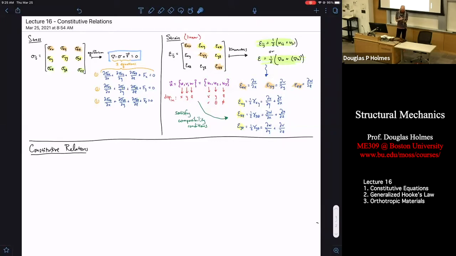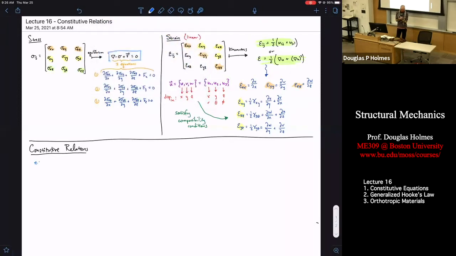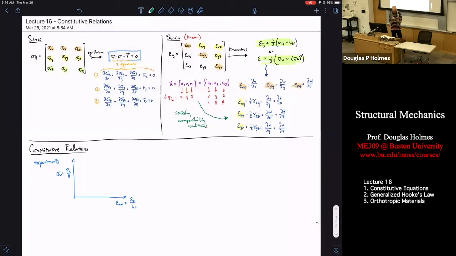And what I mean is we go and run experiments in which we perhaps measure the displacement in one direction as we apply force in that direction. And we find that it's pretty linear.